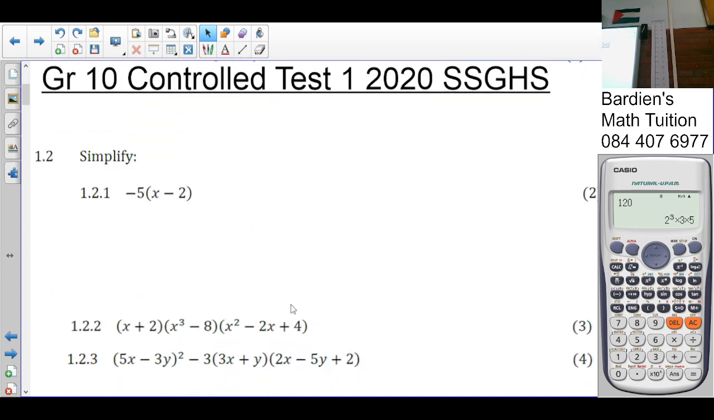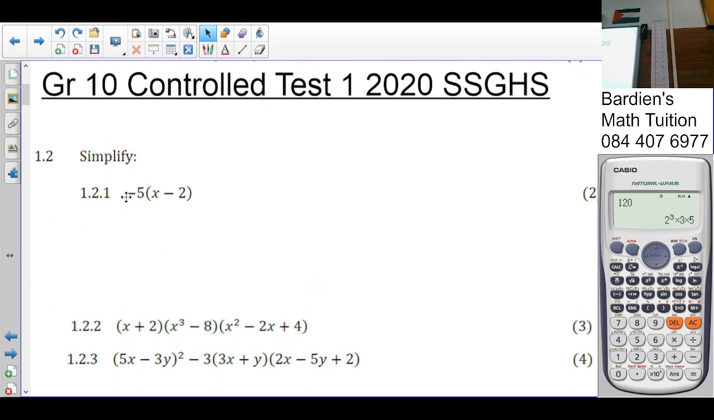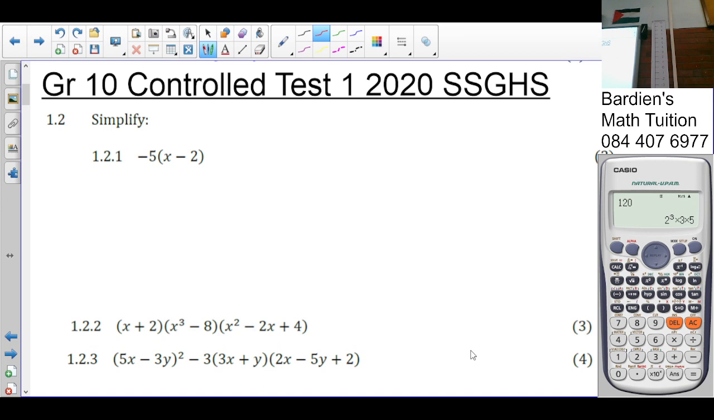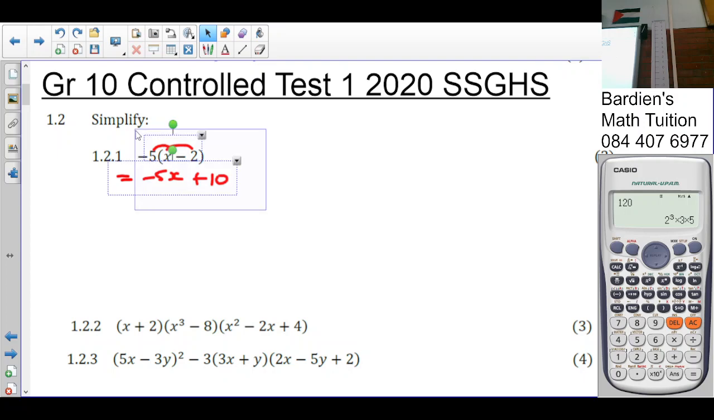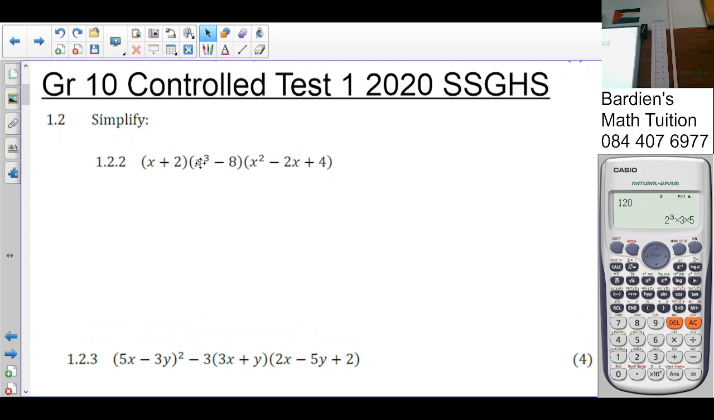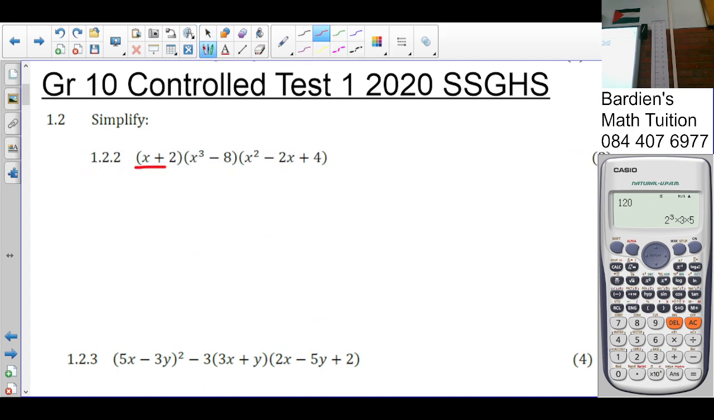In the next question, we are asked to simplify. To simplify, of course, is to get rid of these brackets here. We multiply negative 5 times x is negative 5x. Negative 5 times negative 2 is, of course, positive 10 there. Okay, you all okay with that? You just stop me if you don't understand or I made a mistake or something. The next one, you should link those two together.